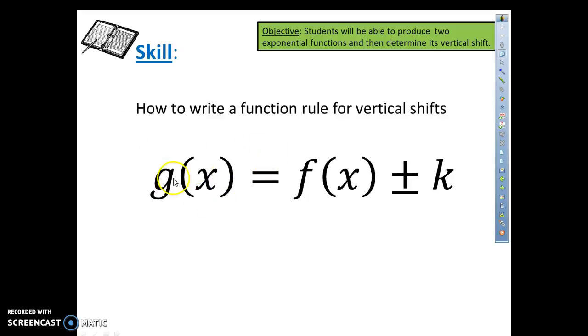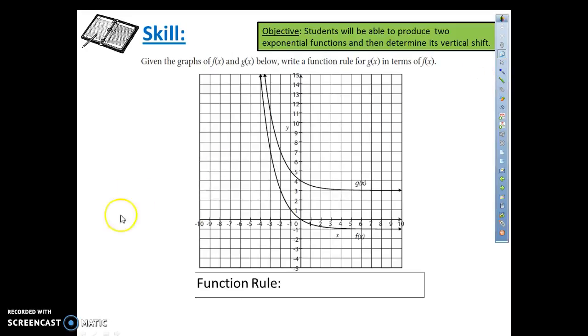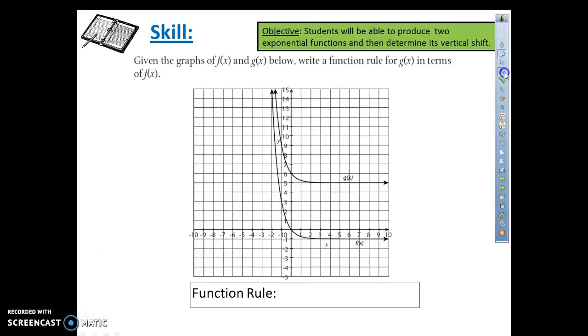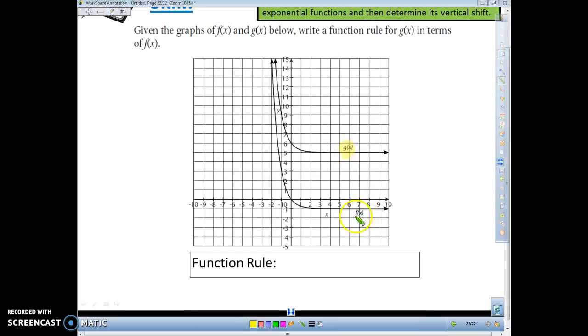So what we're always going to do, g of x is going to be our transformed function. And here I want you to notice that g of x is located here. This is my transformed function. Okay, so what we're going to do is we're going to go to f of x. So we're going to write g of x is equal to f of x. And if I'm at f of x, I want you to really draw the y-intercept. So draw that point, and then draw the point on g of x.